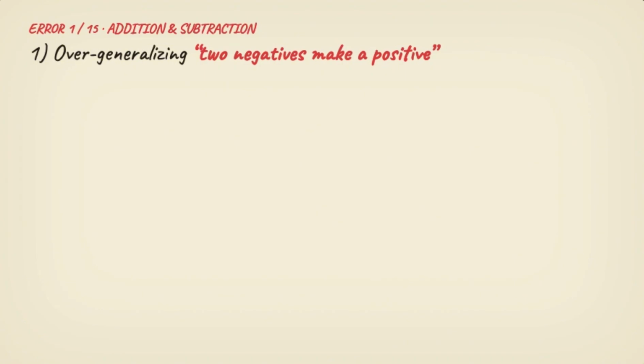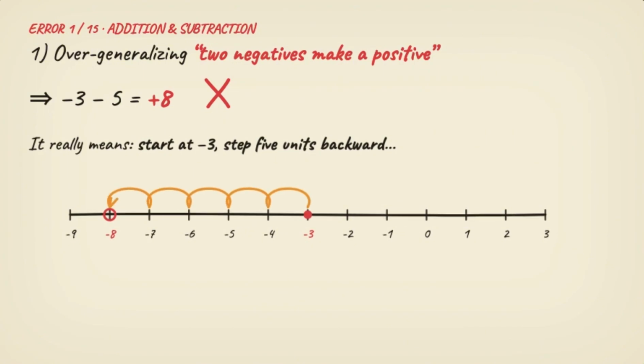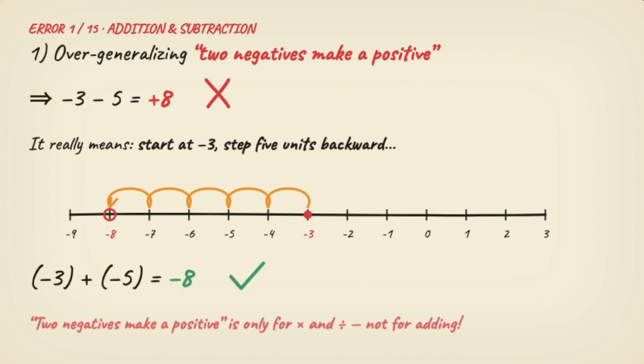Error 1. Overgeneralizing the idea that two negatives make a positive. That rule only works when you multiply or divide. Look at -3 minus 5. On the number line, start at -3 and step 5 units backward. Landing there means it equals -3 plus -5, which is -8, not +8.